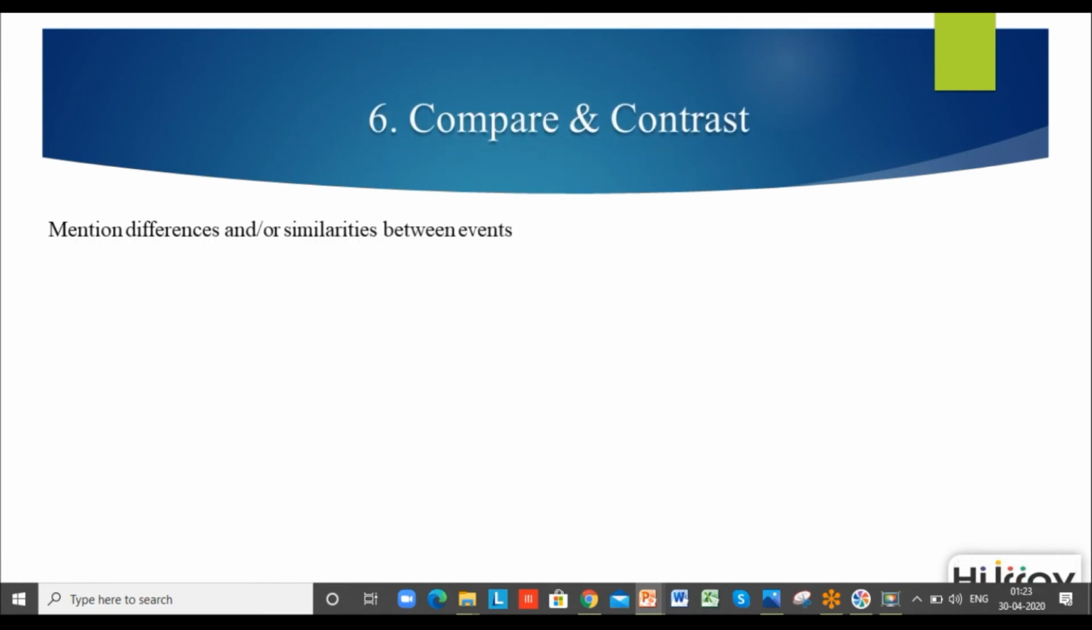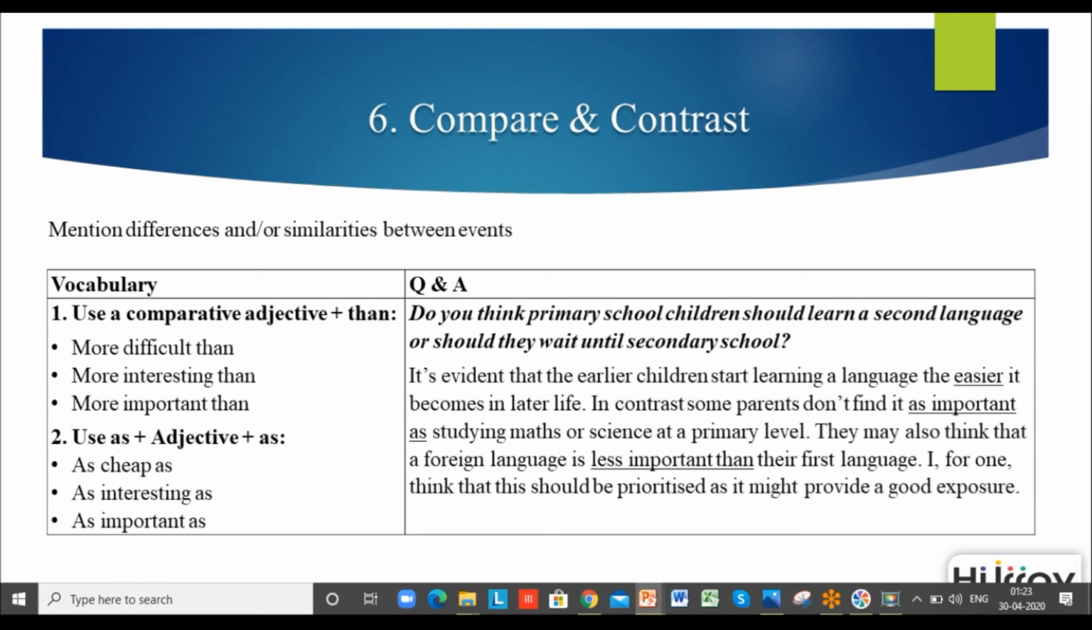The sixth point is compare and contrast. We have to mention the differences and or the similarities between events. Vocabulary would be the usage of a comparative adjective plus than. So we could say more difficult than, more interesting than, or more important than. And you could also use as plus an adjective plus as again. For example, as cheap as, interesting as, important as, and so on.